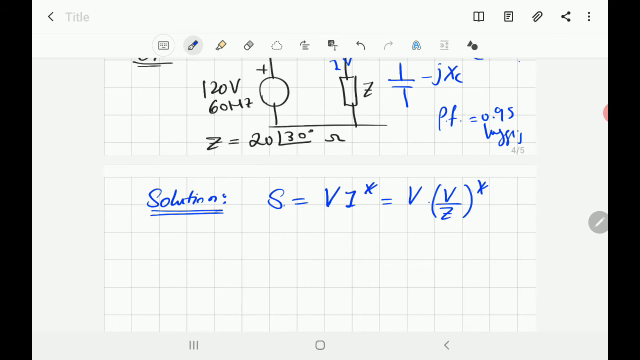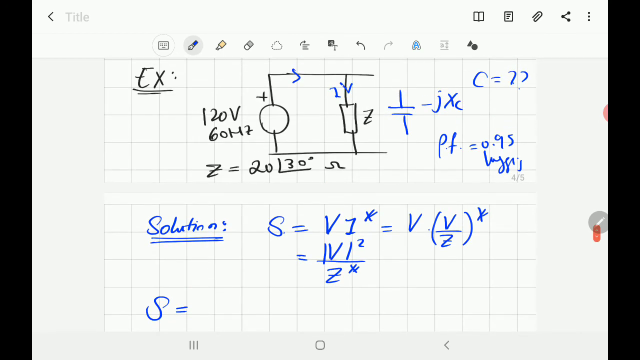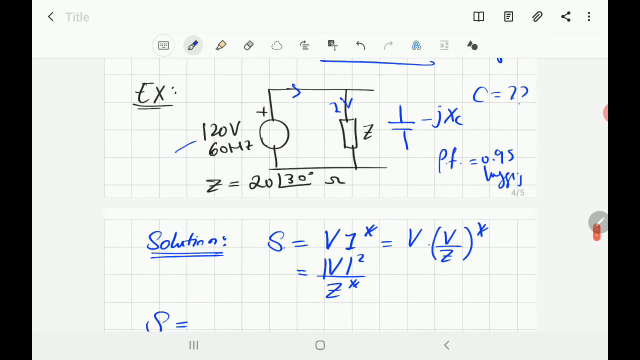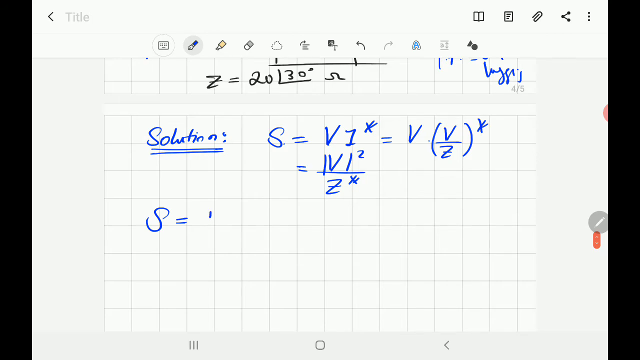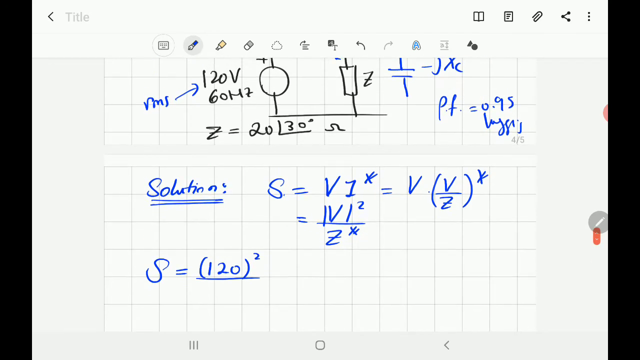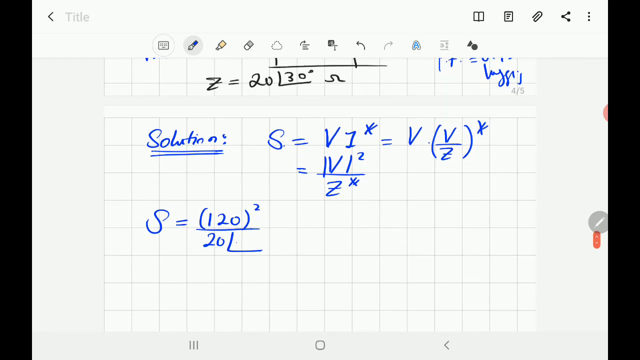So you have to take the conjugate. Again, as we did before, S is equal to the voltage magnitude squared divided by the conjugate of the impedance. So S load is equal to V magnitude, which is 120. Again, I will say this is the root mean square; if it's not the root mean square, divide by radical 2. So we have 120 squared divided by Z conjugate. Z is equal to 20 on angle 30, so the conjugate will be 20 on angle minus 30.